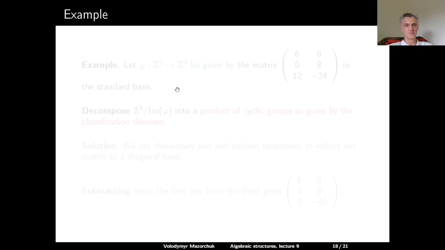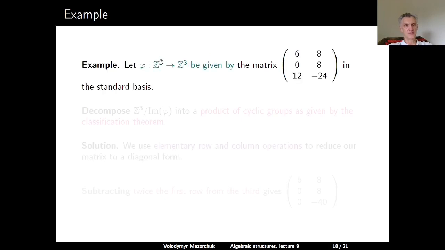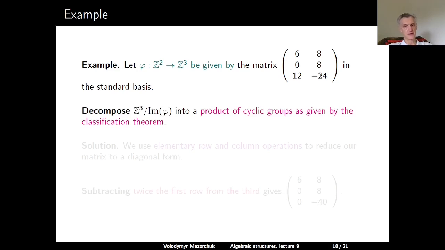Here is an example. Let phi be a homomorphism from Z to the power 2 to Z to the power 3, which is given by the matrix with rows 6, 8, 0, 8, 12, minus 24. Decompose the cokernel of this homomorphism into a product of cyclic groups as given by the classification theorem.